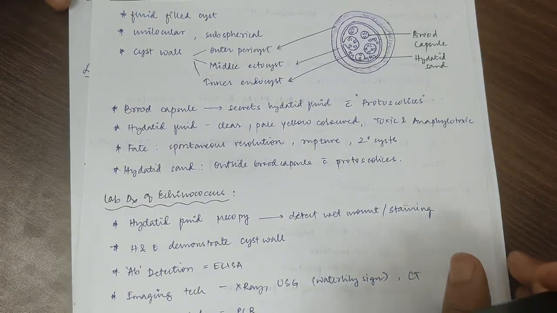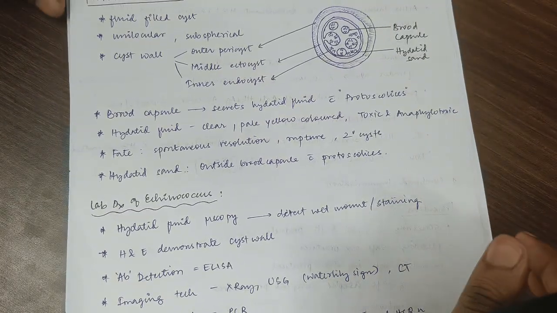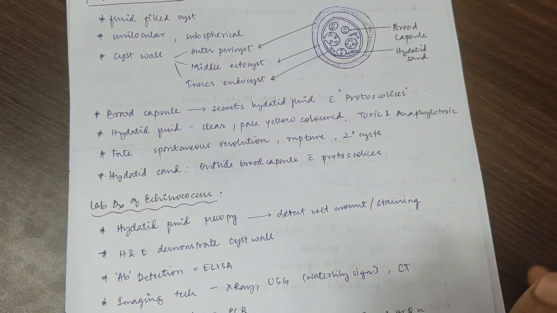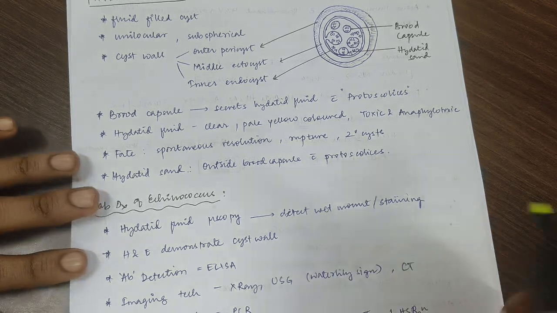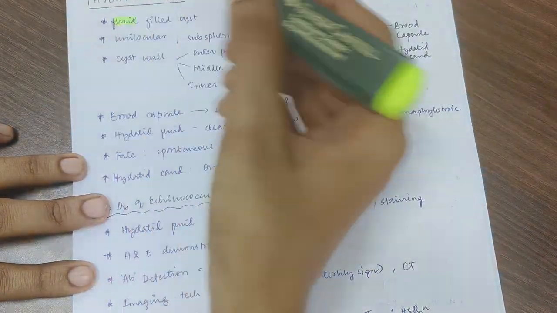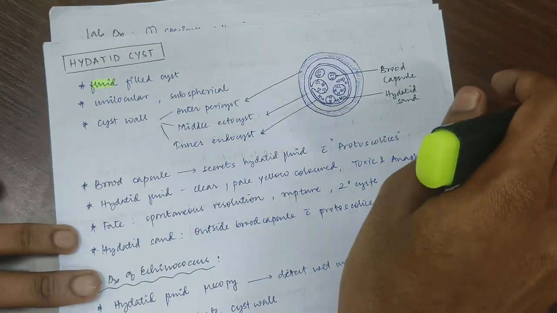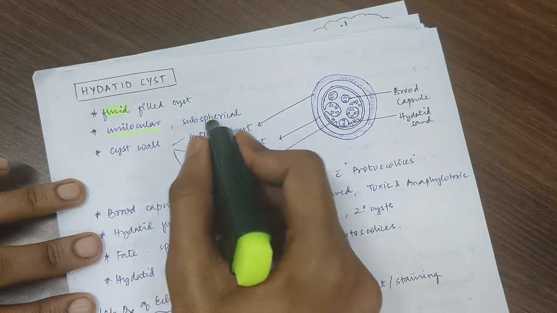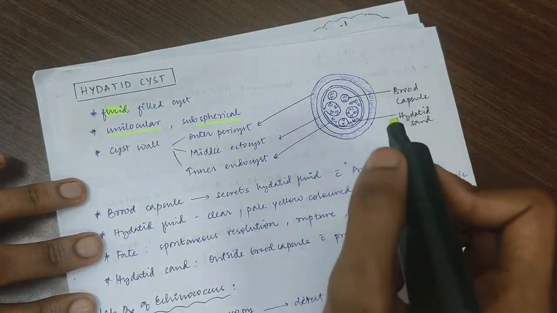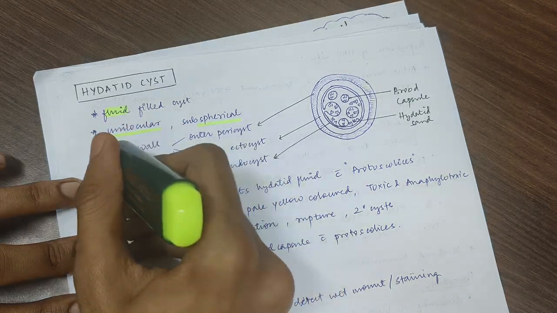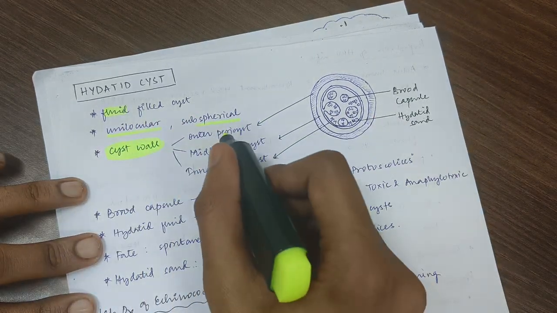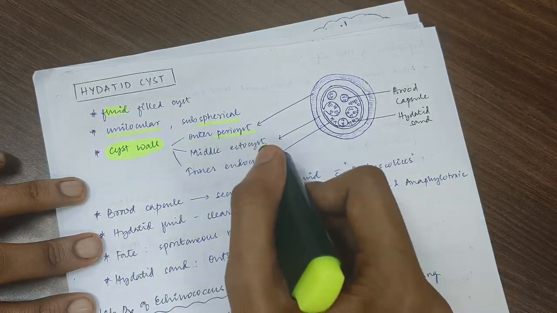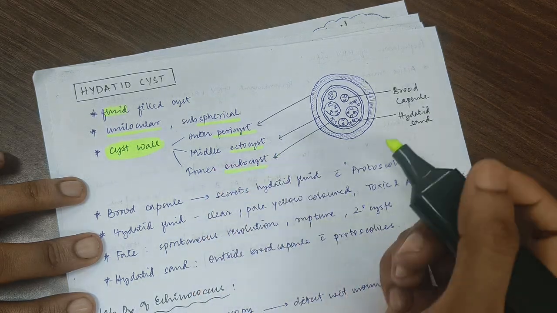Next it is hydatid cyst. Basically it is a fluid filled cyst. It is unilocular and spherical. It has cyst wall layers, and those layers are outer pericyst, middle ectocyst, and inner endocyst.